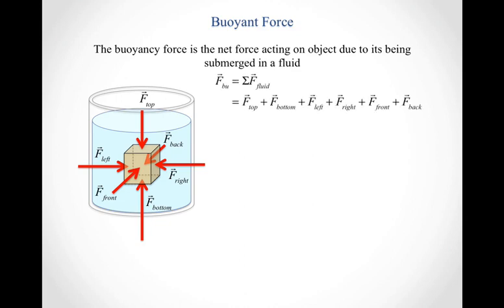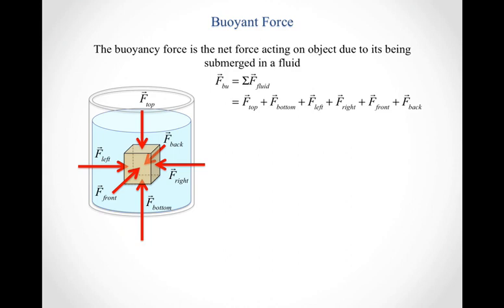So the buoyancy force is the net force due to the different pressures acting on all the surfaces of the cube. And so I know that there's going to be a force at the top that points down, a force from the bottom pointing up, a force acting on the left hand of the cube that points to the right, a force acting on the right hand of the cube pointing to the left, a force on the front surface pointing towards the back, and a force on the back surface pointing towards the front.